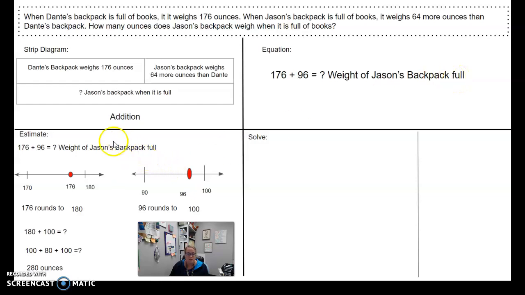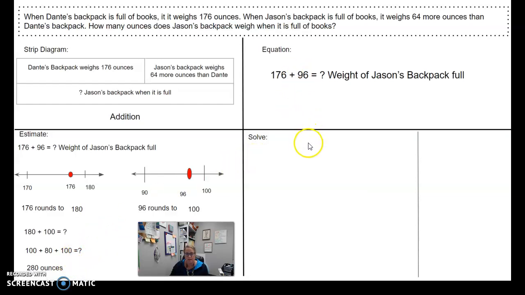Now remember, yesterday we talked about the estimation, and I chose to use rounding as my form of estimation. When I did that, I was able to say that 176 is close to 180, and 96 is close to 100, and whenever I did all of that, I determined that my estimate was 280 ounces. So today we're actually going to solve.